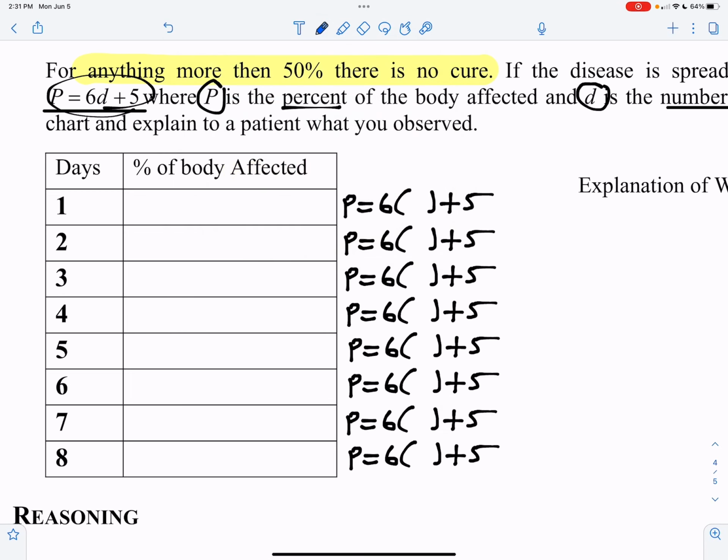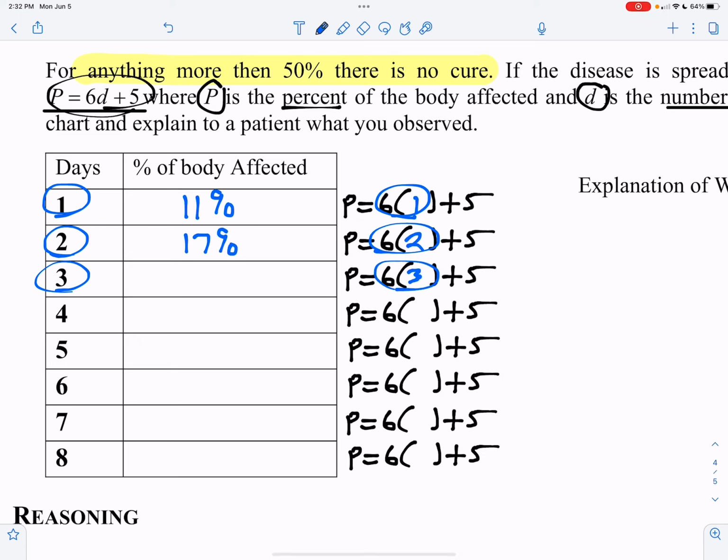Okay, so on the first day, you're evaluating 6 times 1 is 6, plus 5 is 11% of the body is affected. On day 2, we're going to go 6 times 2 is 12. 12 plus 5 would be 17% of the body is affected. Day 3, we're going 6 times 3 is 18. Add 5, we're now up to 23% of the body is affected.